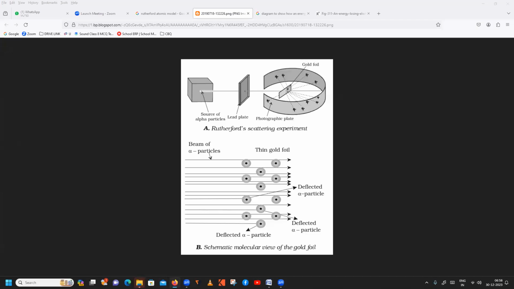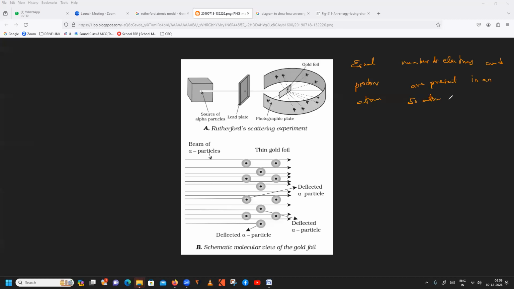Last point. So the sixth point of Rutherford's atomic model is electrical neutrality. If you take any kind of atom, what will happen, everyone? Equal number of electrons and protons are present in an atom.